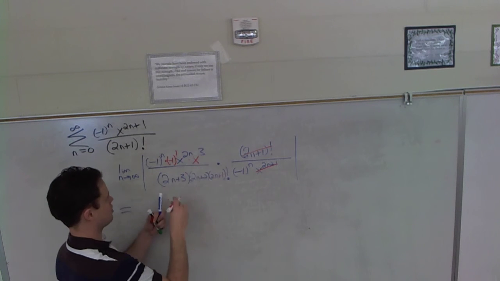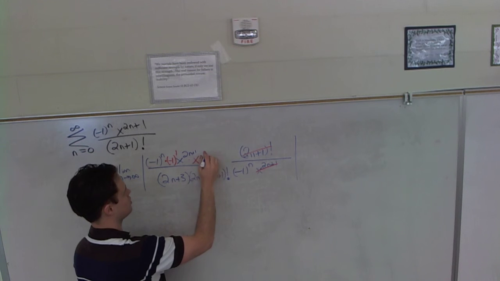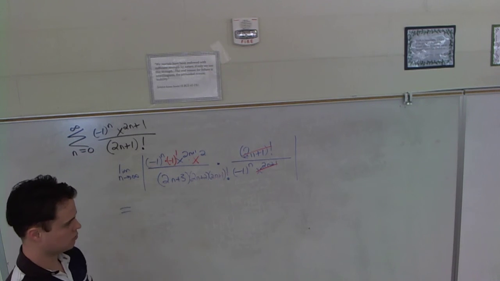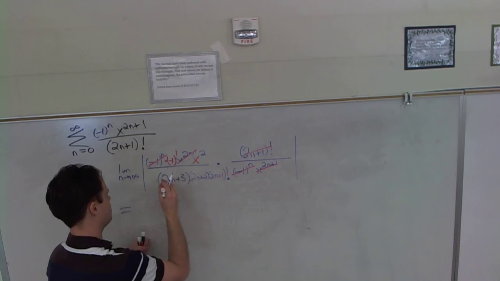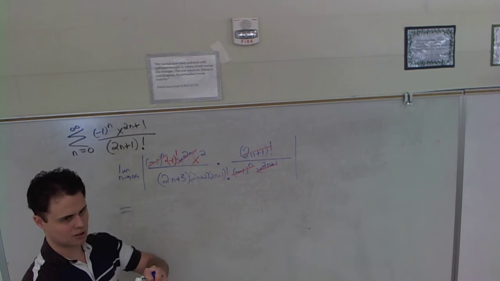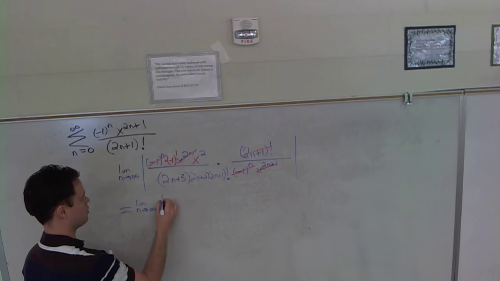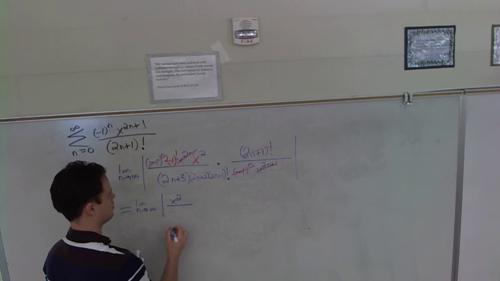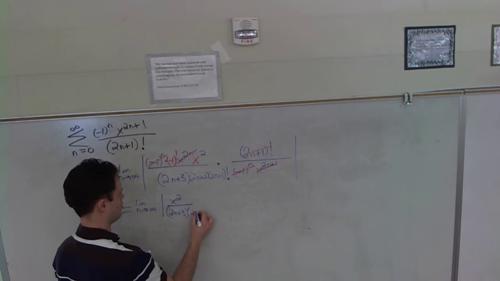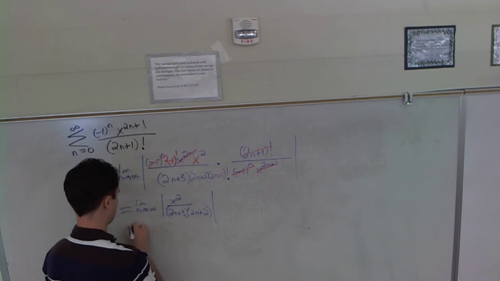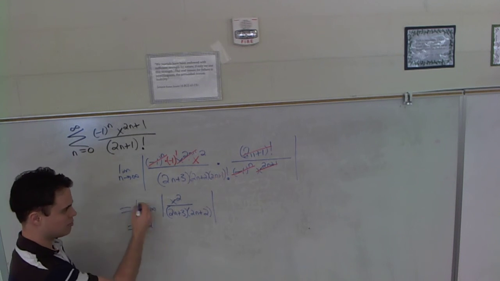Oh, I should write this. I should have left one of those like that, shouldn't I? So that we can cancel these. Absolute value of negative is going to make that go away, so what do we have left? X squared over 2n plus 3 over 2n plus 2. X squared can be factored out because it doesn't have an n in it. What's that limit go to?